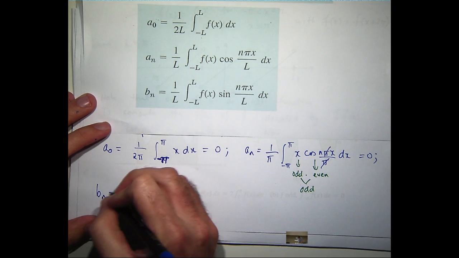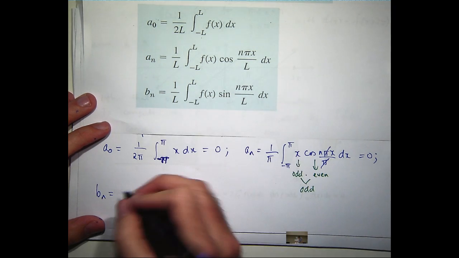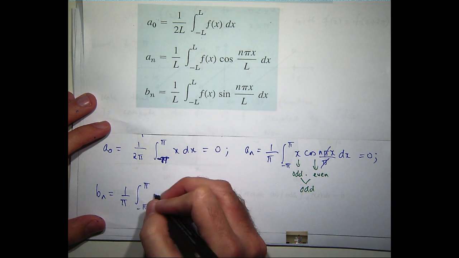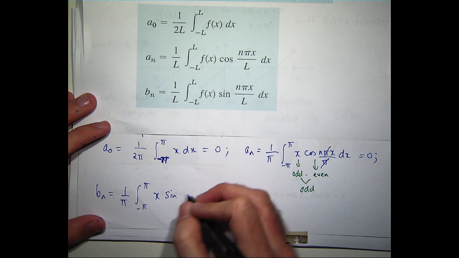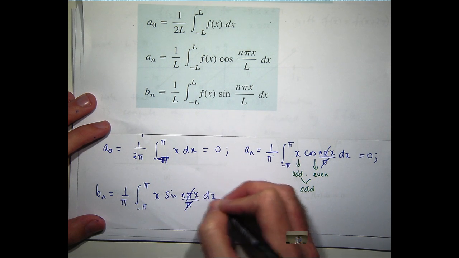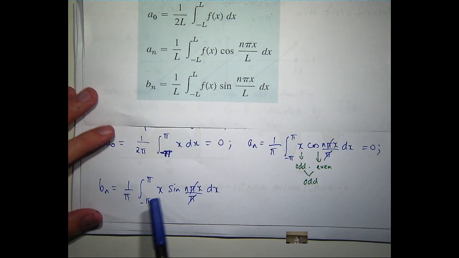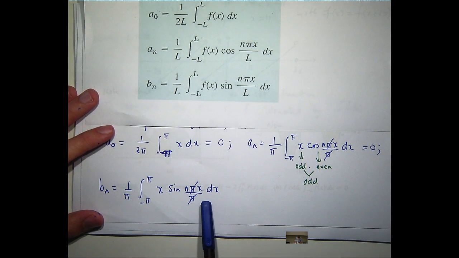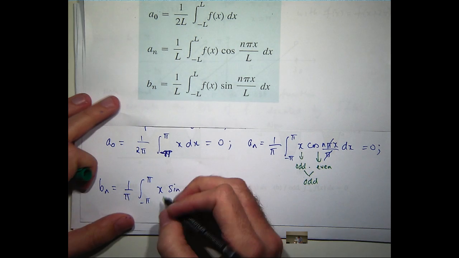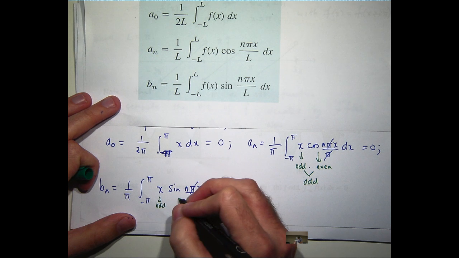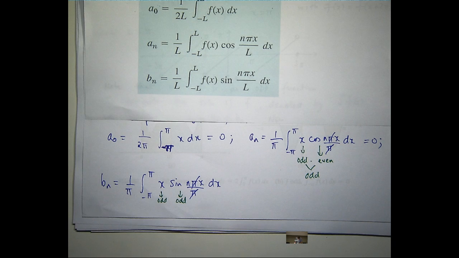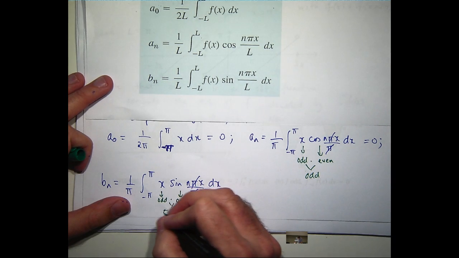Okay, so the last thing we need to do is calculate our b sub n's. Now, b sub n's, just going up here, replacing big L with pi. Cancel, cancel. Okay, so now I've got an odd function times an odd function. So what's the product of an odd function and an odd function? Anyone remember? Odd times odd. Even, yes. Thank you. Even.